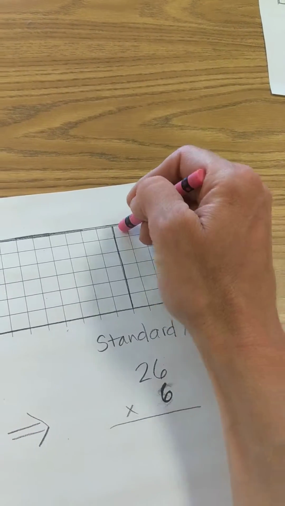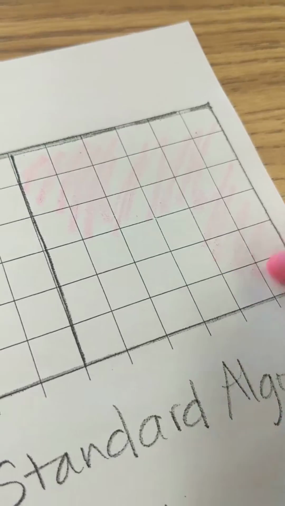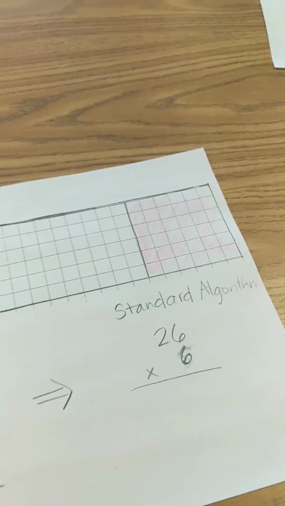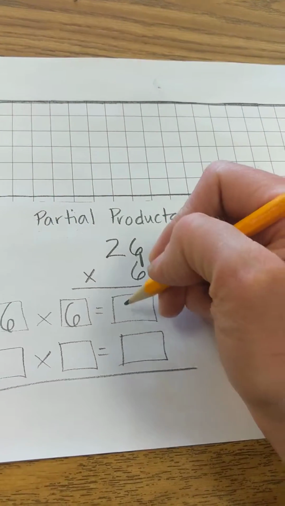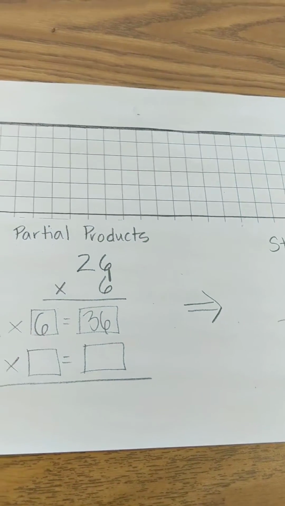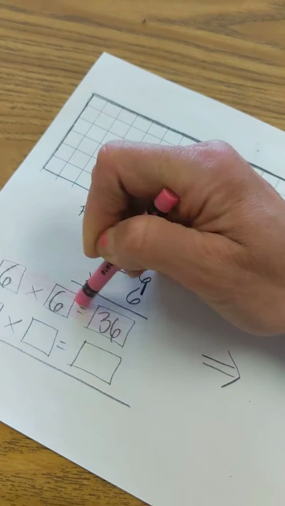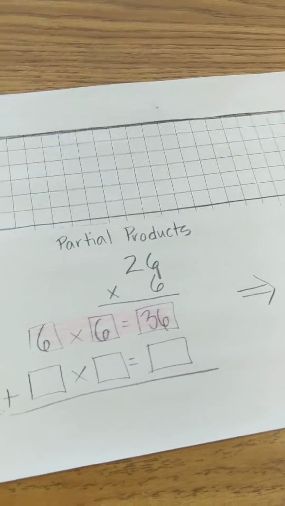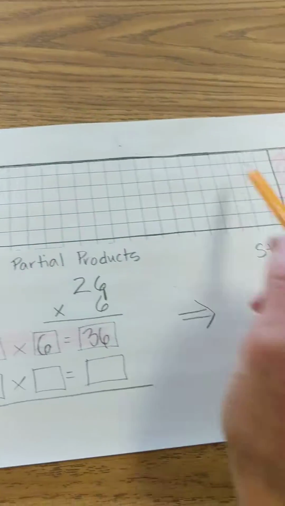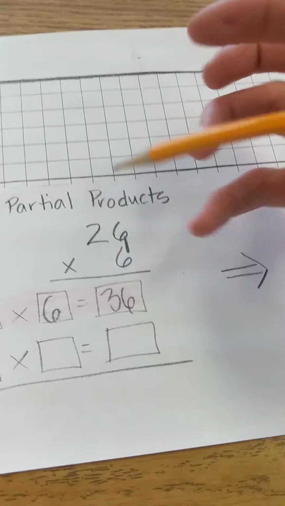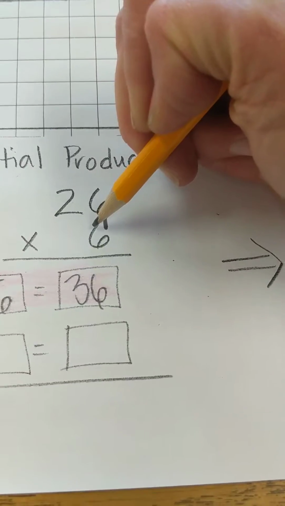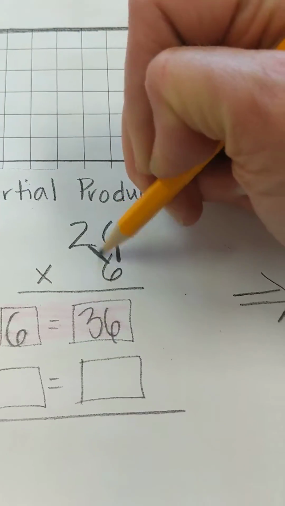So I'm going to go ahead and color that pink. And as I'm doing that, I'm thinking about what is 6 times 6. All right, 6 times 6, 36. And I'm going to color that pink too to say, yep, this part of our product exists here, the pink part.